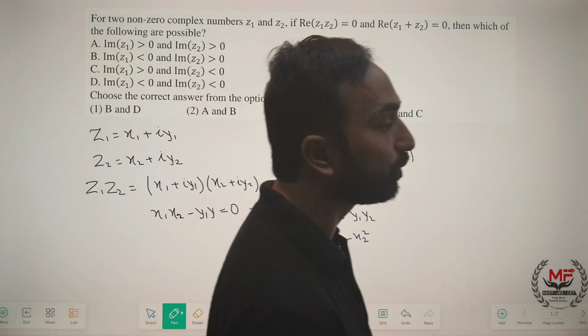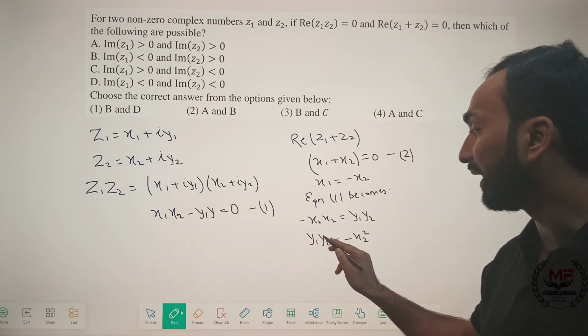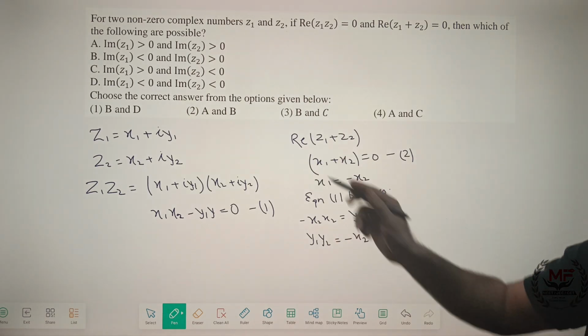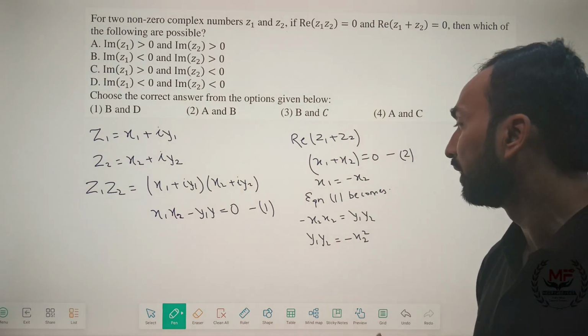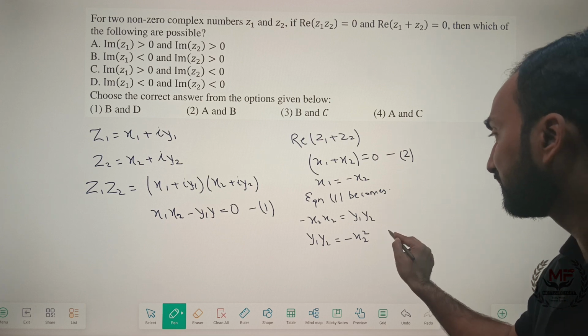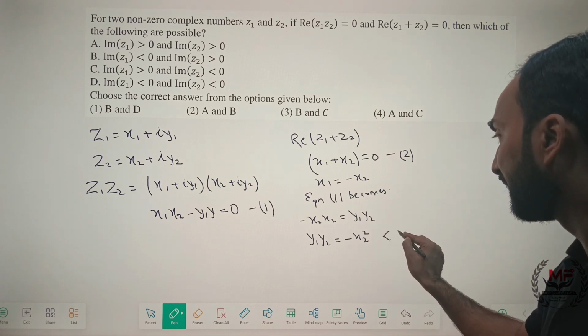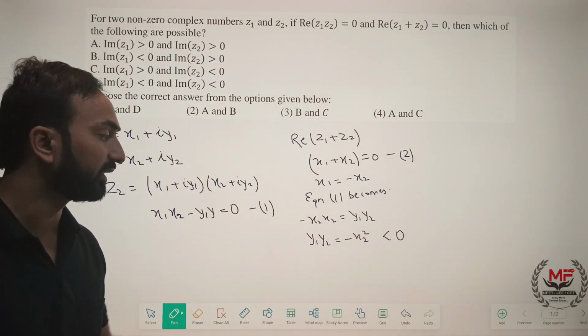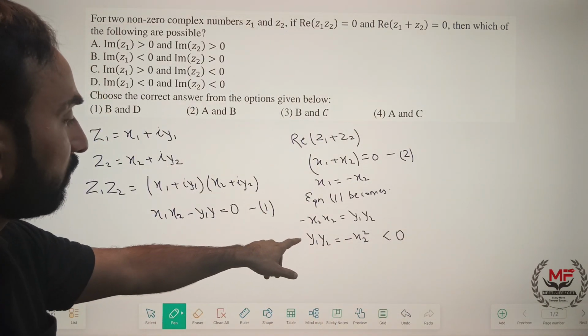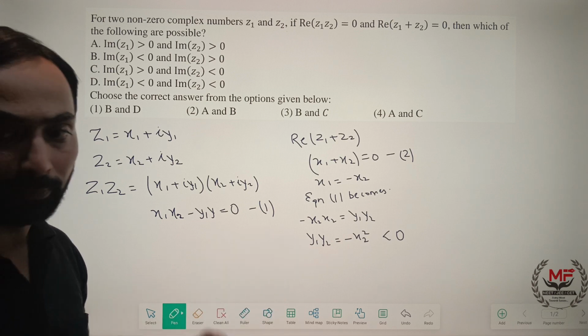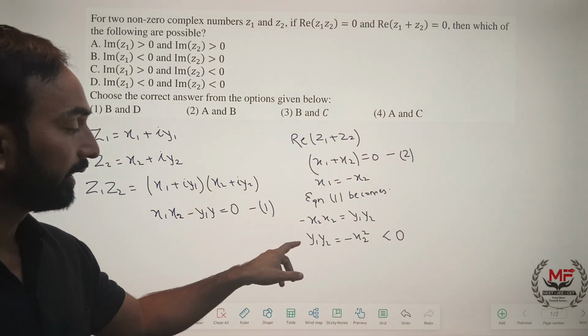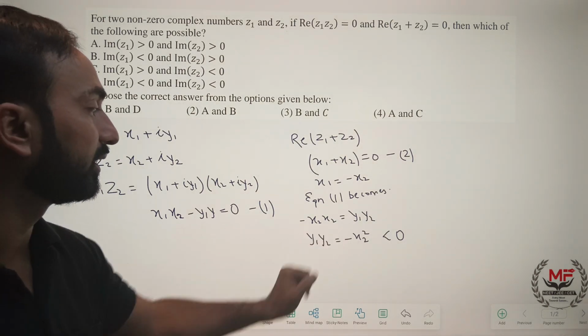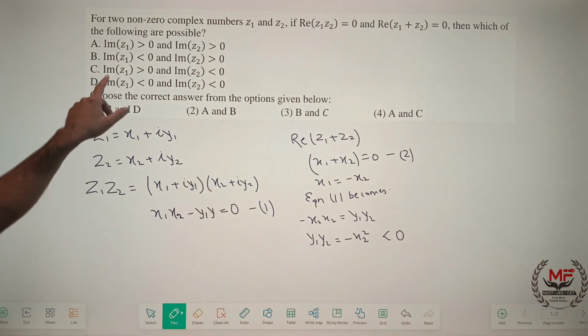So what we can conclude from here is that when we multiply y1 and y2, that is the imaginary parts of z1 and z2, we get a negative. The square is negative, so this is less than 0. So the option which satisfies this is that either the imaginary part of z1 will be less than 0 or the imaginary part of z2 will be less than 0. Only in that case can we get a negative. So we can try the options.